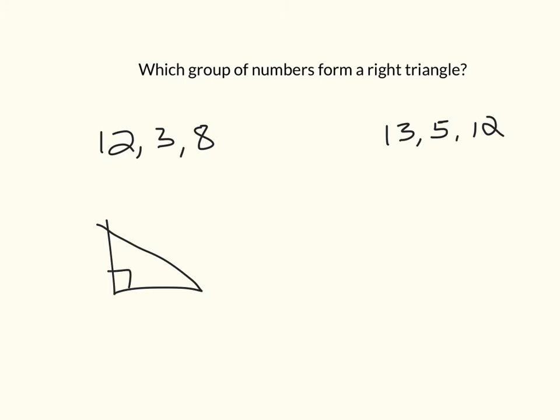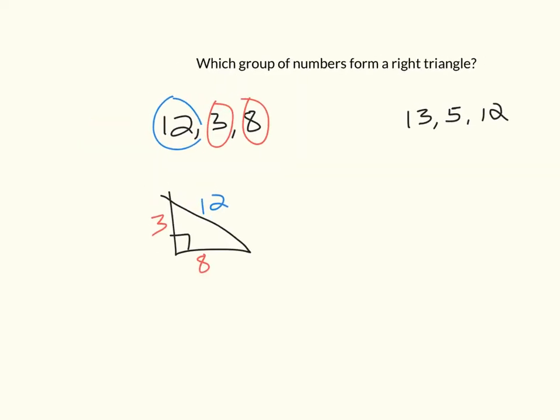Here we go. Let's form the right triangle on the left. The smallest two numbers are my legs, so that's the 3 and the 8. The biggest number is my hypotenuse. Did I trick you? I tried. And so here we go: 3 squared plus 8 squared, and that's going to equal 12 squared.